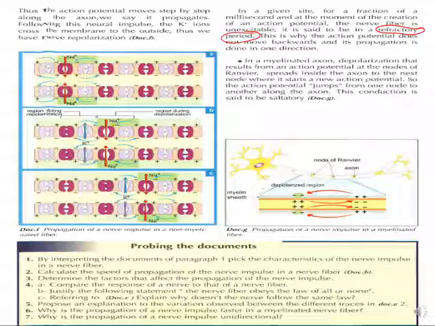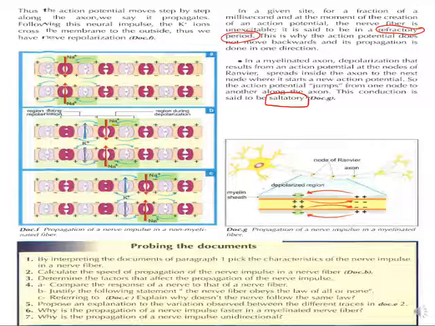So here, in a myelinated axon, depolarization that results from an action potential at the nodes of Ranvier, which are the spaces that exist between each myelin, spreads inside the axon to the next node where it starts a new action potential. So the action potential jumps from one node to another. This conduction is called saltatory movement, as we said before. Okay, it's called a saltatory movement.